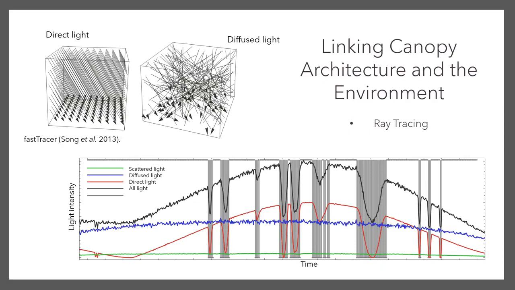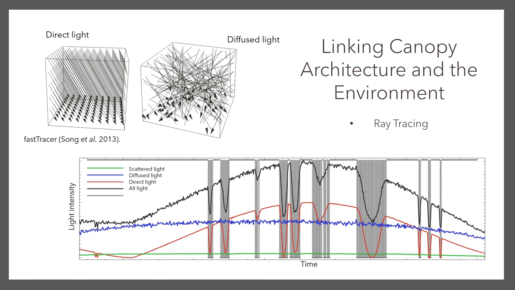So I talked about light there. The next stage of this would be linking this architecture to the environment. And for that, I used ray tracing. This is the fast tracer produced by Song et al. in Jingwen Zhu's group quite a few years back now. It basically works by simulating light from a certain source. This is either direct light that comes from a simulated sun and therefore will move throughout the day, or diffuse light, which can come from basically anywhere. This is run over the course of the day on your whole canopy, and you can build up these different profiles.